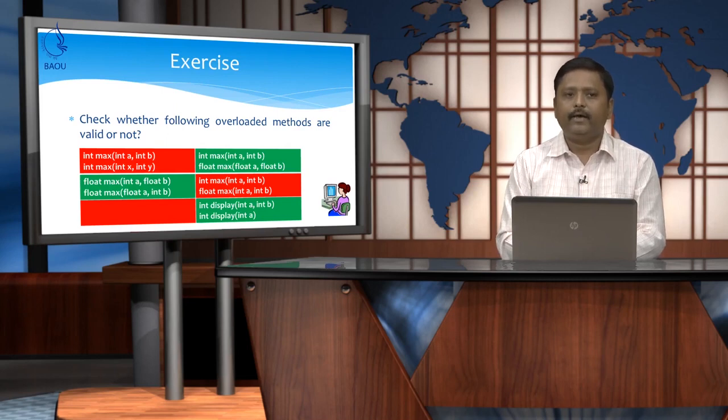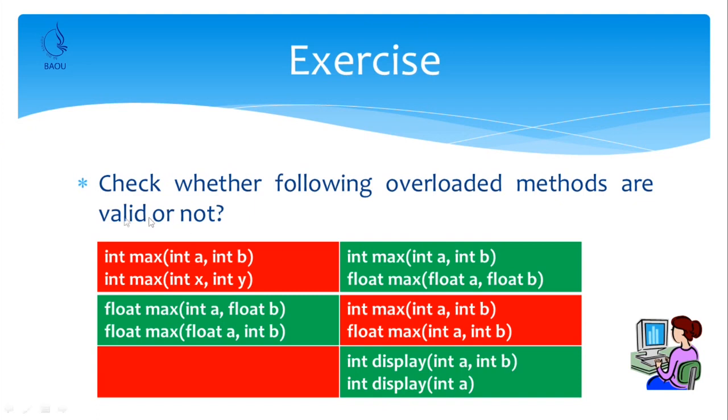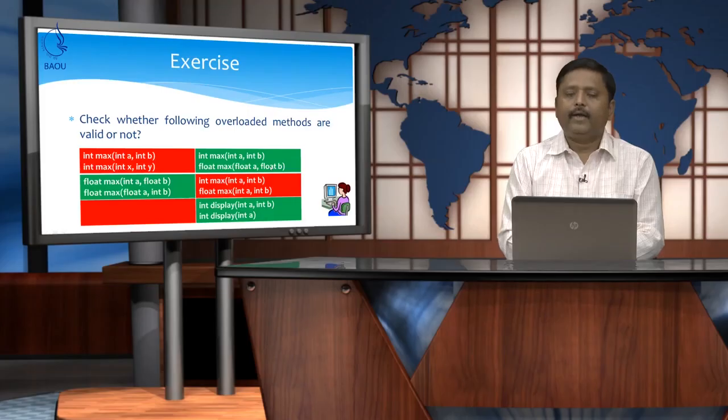Now, we take the second case. Here we have a max method with two integer arguments and a second max method with two float arguments. So, here the compiler can easily determine which method to call based on its type. So, this is valid. Why? Because the number of parameters is the same, but the type is different. So, we can say this is a valid definition.